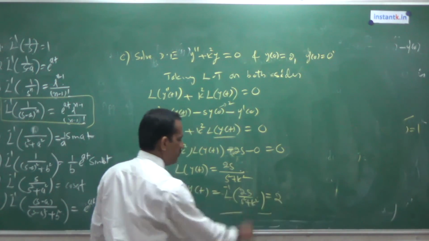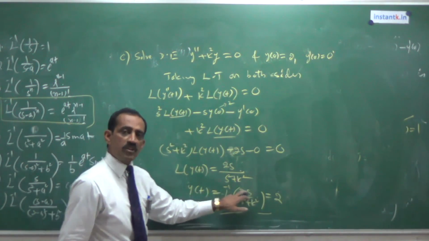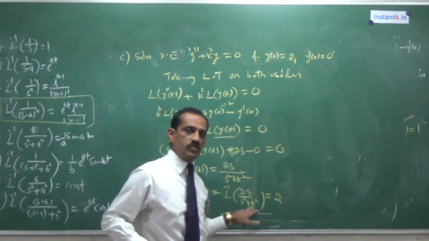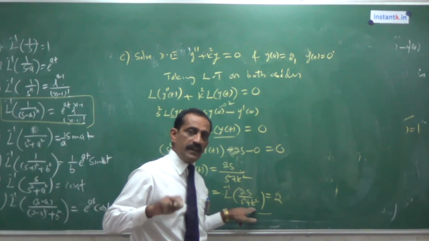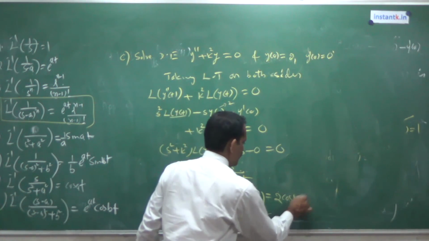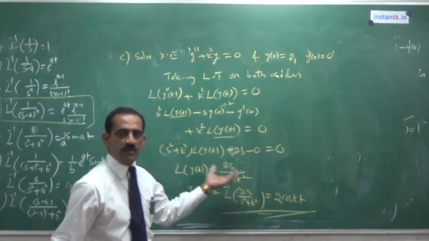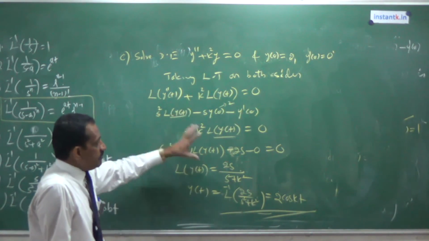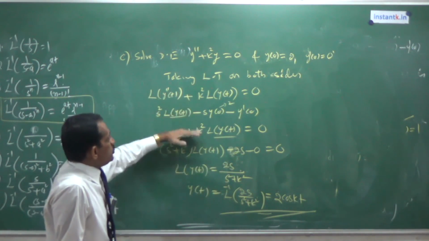2 is a constant, take it outside. The remaining is L inverse of s by s squared plus k squared. What is the Laplace inverse of s by s squared plus k squared? Cos kt. That's all. This is a question asked for 6 marks. So if you know the concept, it is very simple, right? So in 2 steps you got the answer.